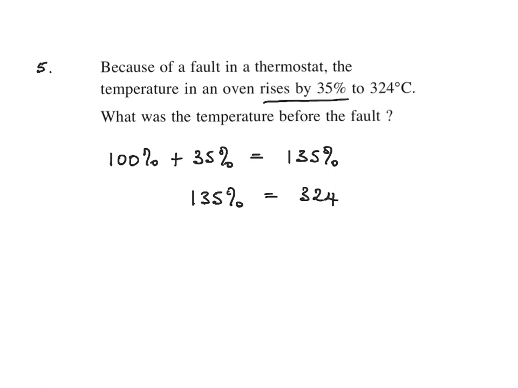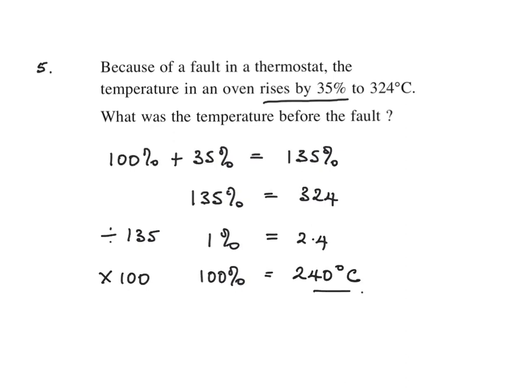So what we need to do is to work out 1%. And we can do that by dividing by 135. So 324 divided by 135 gives us 2.4. And then we'll multiply by 100 to give us 100%. And that's 2.4 times 100 is 240. So before the 35% increase, the temperature was 240 degrees C.